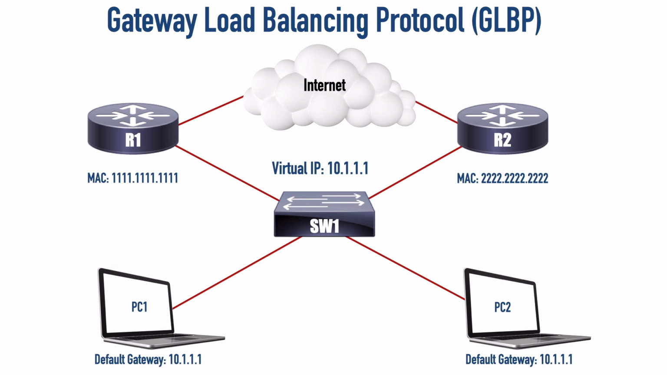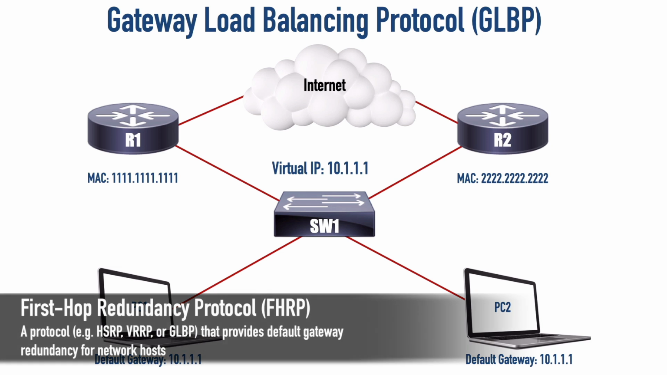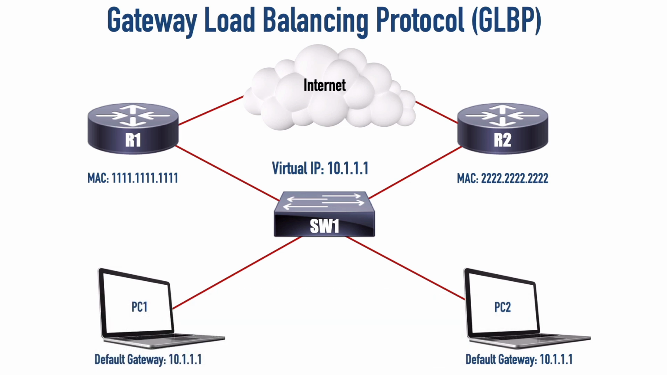Now, GLBP, the Gateway Load Balancing Protocol, is a first hop redundancy protocol, an FHRP, meaning that if our default gateway goes down, there's going to be another gateway that can take over. That's what we have with HSRP, the Hot Standby Router Protocol, which is Cisco proprietary, and VRRP, the Virtual Router Redundancy Protocol, which is an industry standard. GLBP also does redundancy. It is Cisco proprietary, but it does something beyond redundancy. As the name suggests, it does load balancing.